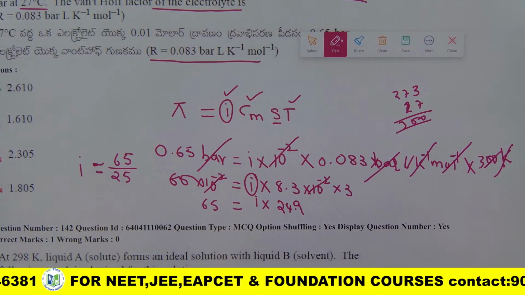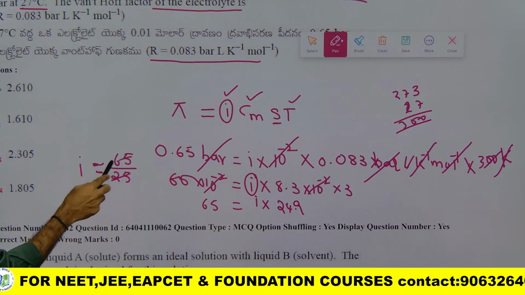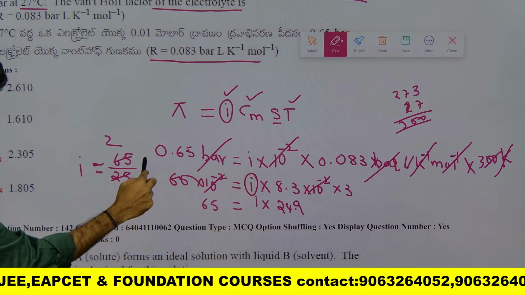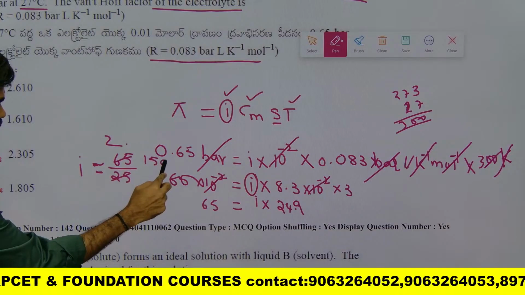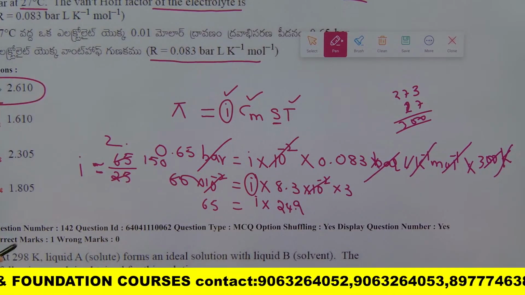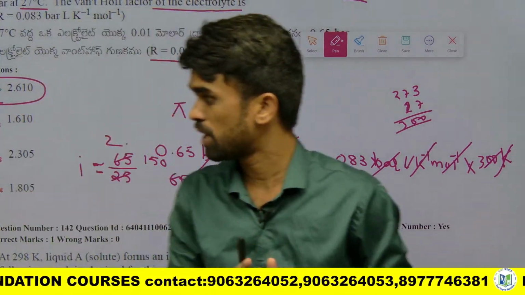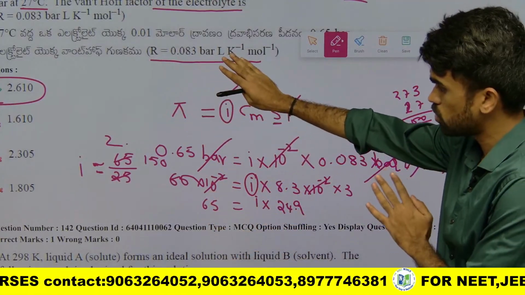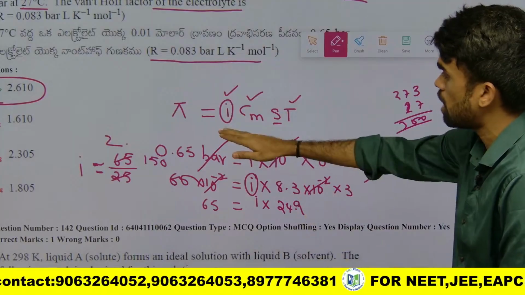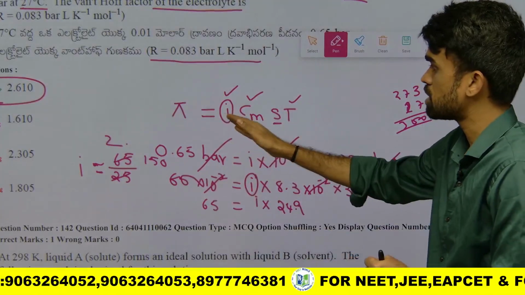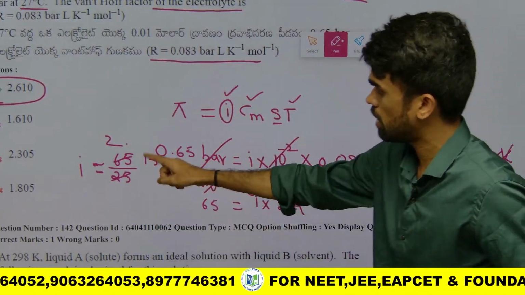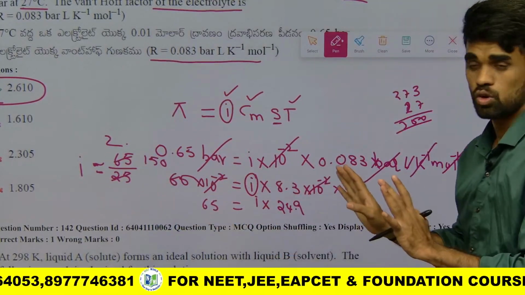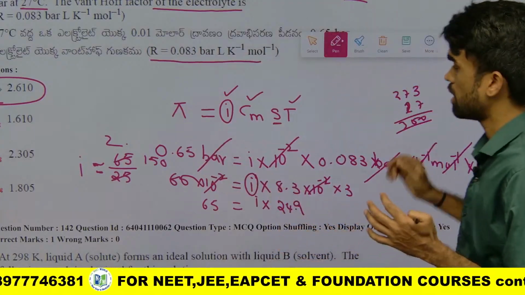So by simplifying, how much will you get? This is 2 times, and we are remaining with 15. So we will get 2.6 as the most appropriate answer for this question. Hope it is clear what concept we need to use here. Just use the formula of osmotic pressure and include the i value, and you will get the i value. So the first option is correct.